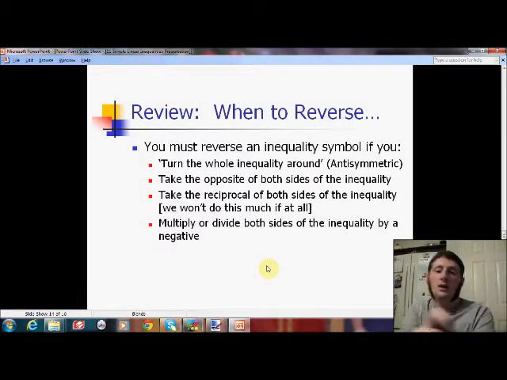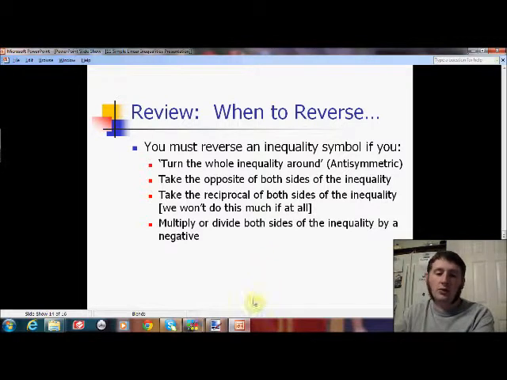So here we go. People know this, but they mess up. Here are the things you need to remember about reversing. If you turn the whole inequality around, that's the antisymmetric property, and you've got to reverse the inequality. If you change the sign on both sides, you take the opposites, you've got to reverse the inequality. If you take a reciprocal on both sides, you must reverse the inequality. We probably won't use that much, but it's true, so I want you to know it. Or if you multiply or divide both sides of an inequality by a negative.